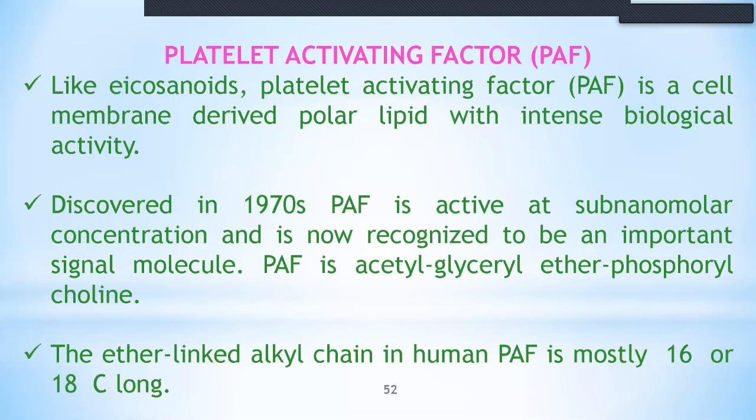Another autacoid is the platelet activating factor, the PAF. Just like eicosanoids, platelet activating factor is a cell membrane derived polar lipid with intense biological activity. So PAF is also cell membrane derived and has a variety of biological activities. Of course, it was discovered in the 1970s.